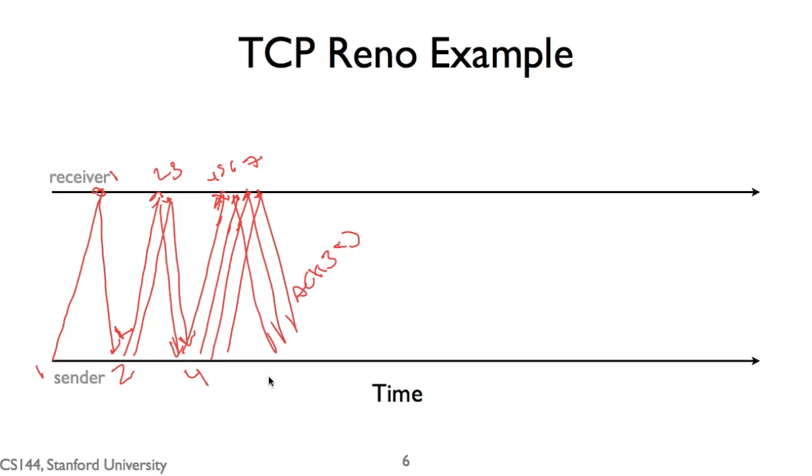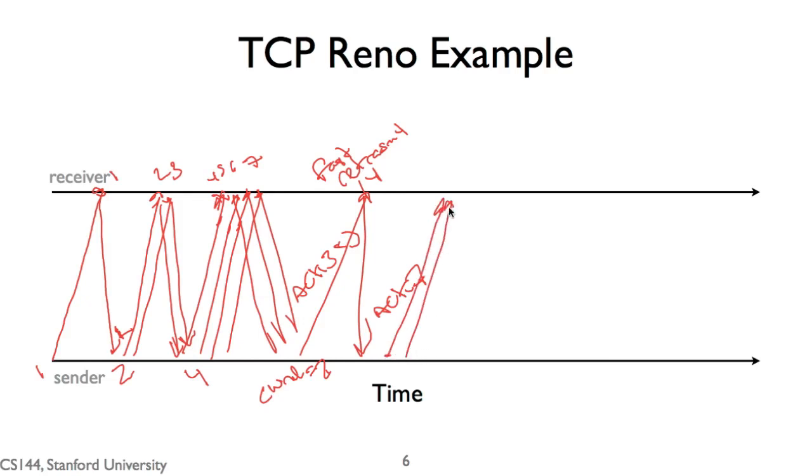Now, in receiving this triple duplicate ACK, TCP Reno is going to set its congestion window to be 2, immediately retransmit packet 4, right? Fast retransmit. So here's the fast retransmit, no timeout. And hopefully we will get an ACK7, at which point now we have a congestion window of size 2, and we'll send packets 8 and 9.